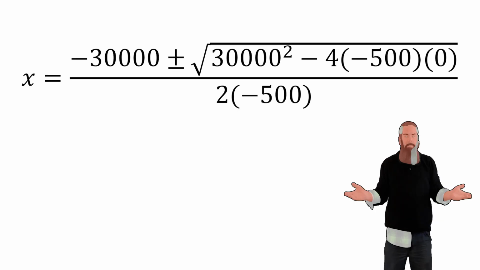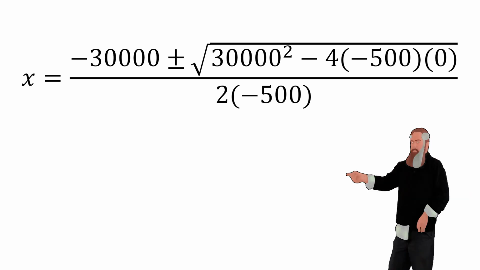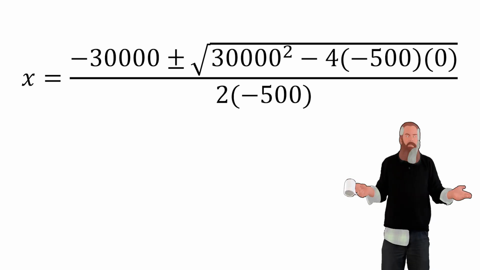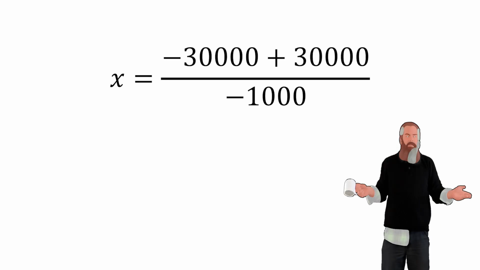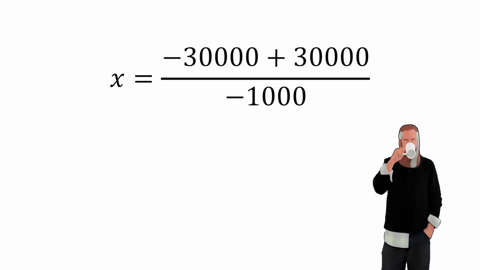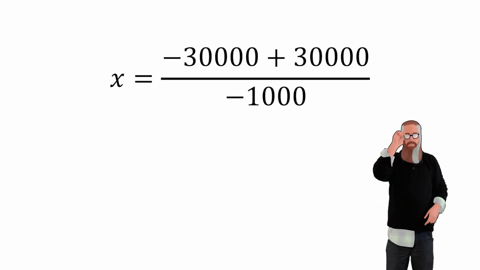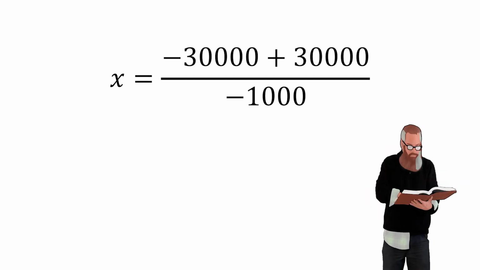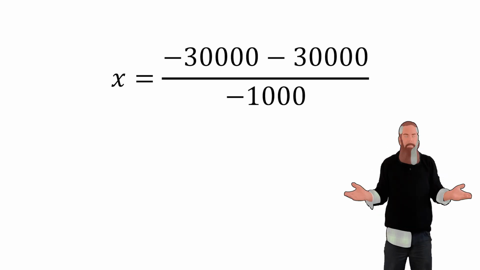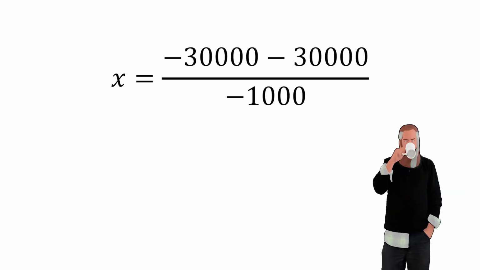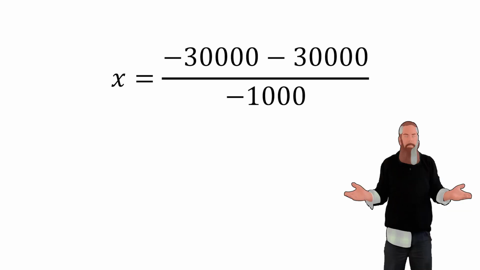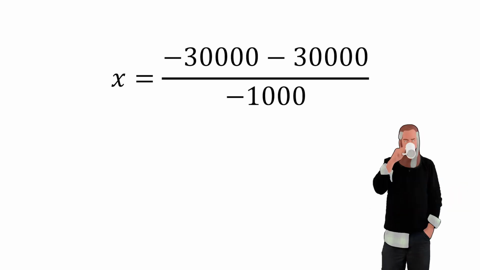So we get P is equal to negative 30,000 plus or minus the square root of 30,000 squared minus 4 times negative 500 times 0. This is going to give us P is equal to negative 30,000 plus 30,000 divided by negative 1,000, and that is going to give us P is 0. It will also give us negative 30,000 minus 30,000 divided by negative 1,000, and that will give us a positive 60. Notice the quadratic formula yields the same roots as determined when factoring the quadratic equation.